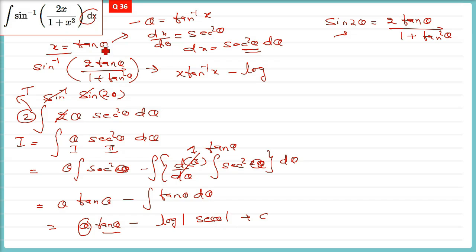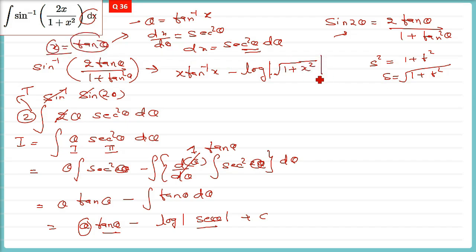Because x was taken as tan theta, you have to have a relationship, and we have a relationship between sec and tan. What is the relationship? Sec square theta is equal to 1 plus tan square theta. So sec will be given as under root 1 plus tan square theta. So in place of sec theta, we'll write under root 1 plus tan square theta. And since tan theta was taken as x, it will be simply under root 1 plus x square. So I am writing 1 plus x square here, modulus, and then a constant of integration.